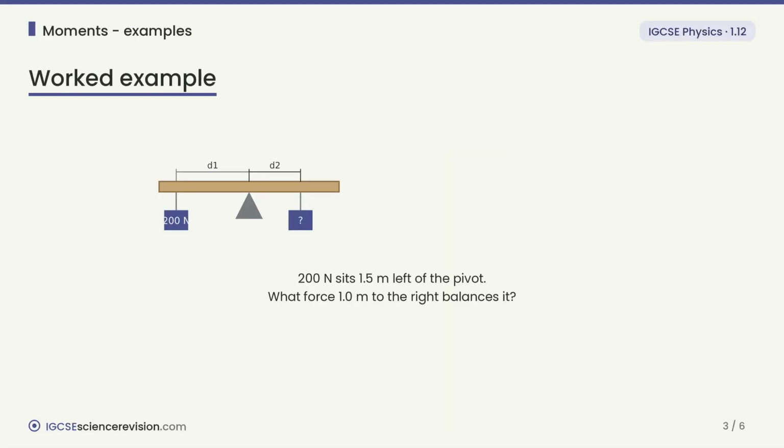Here's a balance problem. A 200 Newton weight sits 1.5 metres to the left of a pivot. What force, 1 metre to the right, will balance it? For balance, the anti-clockwise moment equals the clockwise moment. So 200 times 1.5 equals F times 1.0.